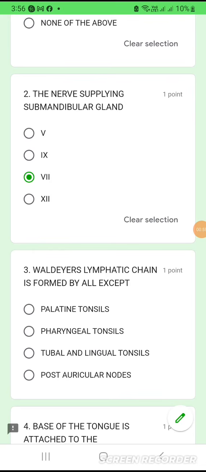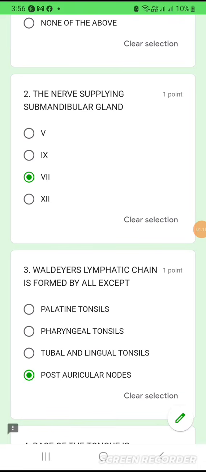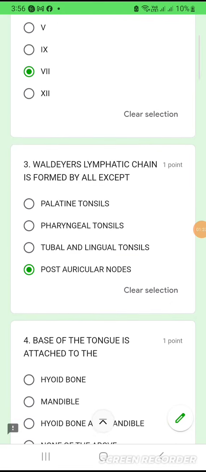Waldeyer's lymphatic chain is formed by all except. So the question is except. So the options are palatine tonsil, pharyngeal tonsil, tubal and lingual tonsil, and posterior auricular nodes. So the correct answer is posterior auricular nodes. So Waldeyer's lymphatic chain is formed by palatine tonsil, pharyngeal tonsil, and tubal and the lingual tonsil. It doesn't contain posterior auricular nodes.